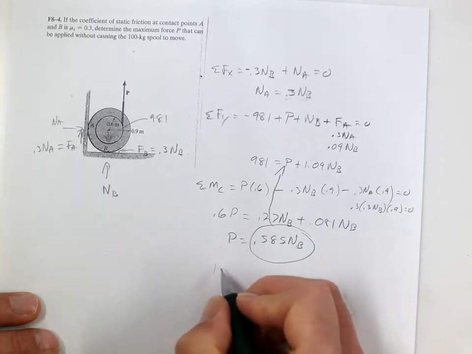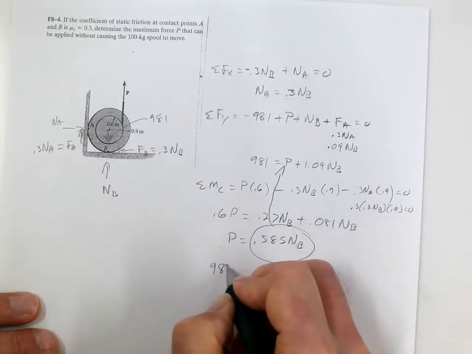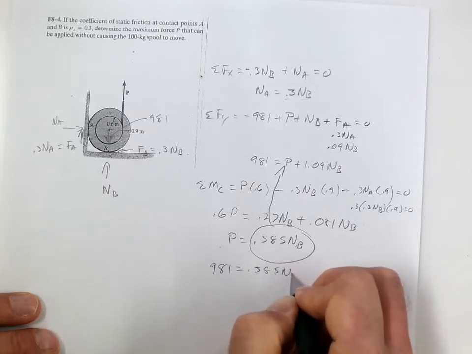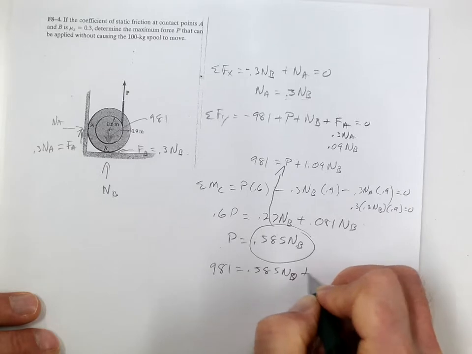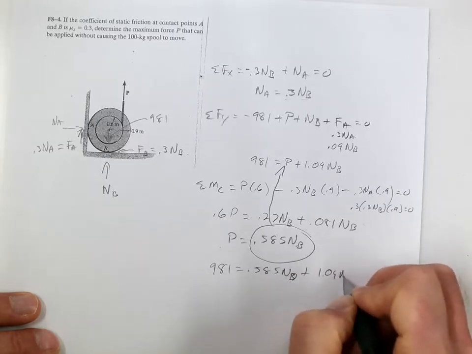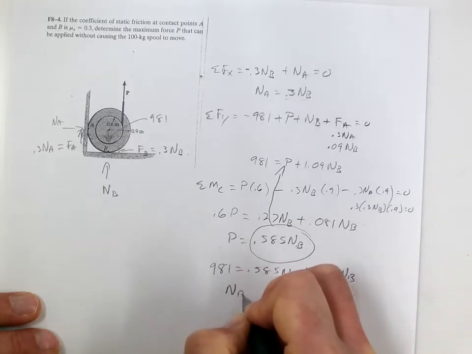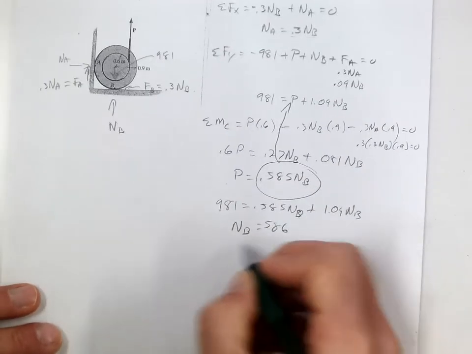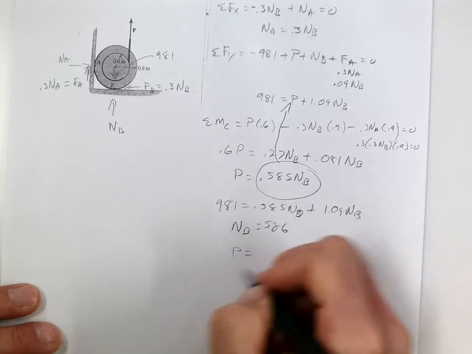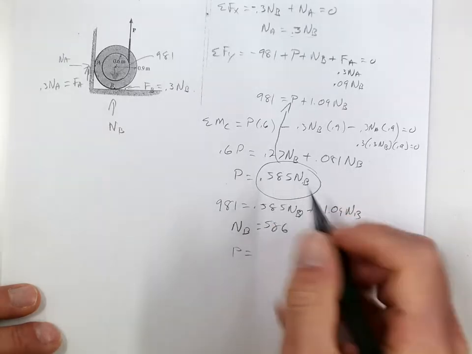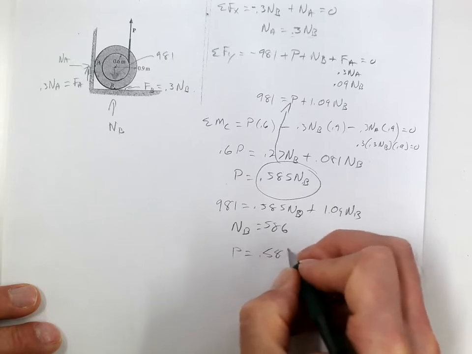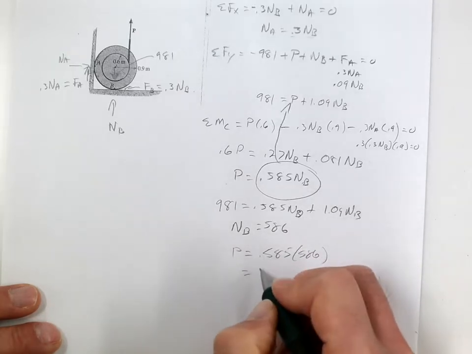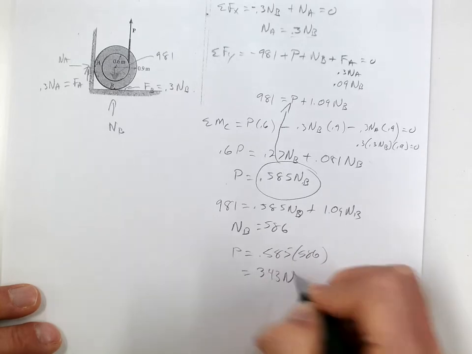which gives me 981 equals 0.585 NB plus 1.09 NB, and NB equals 586, and P equals 0.585 times 586, which equals 343 newtons.